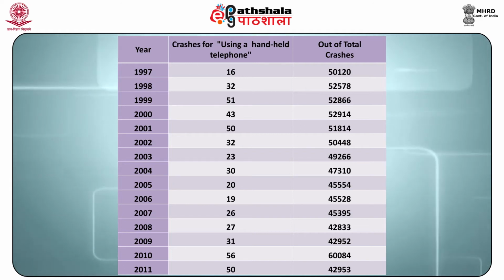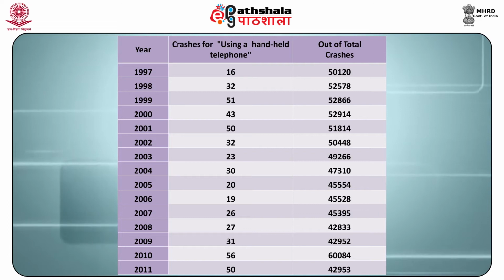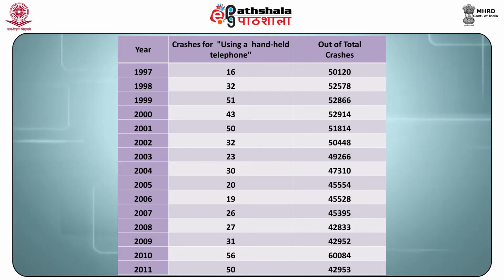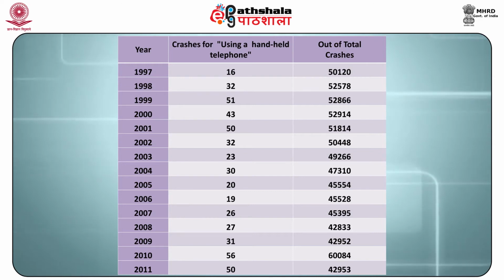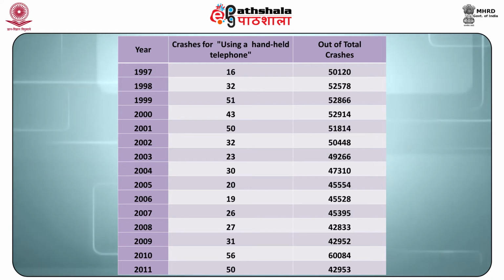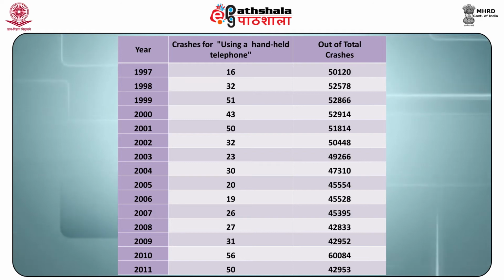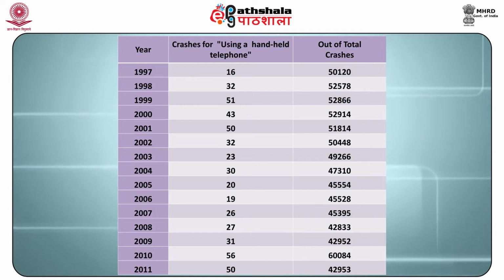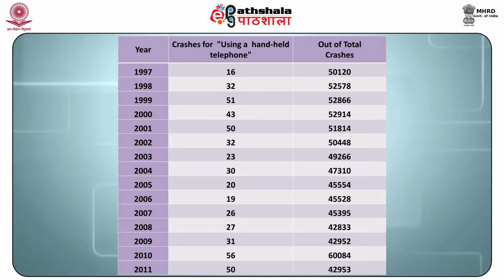In year 2001, 50 crashes were there out of the total 51,814. In year 2002, 32 crashes were there out of the total 50,448. In year 2003, 23 crashes were there out of the total 49,266 crashes. Now, in year 2004, 30 crashes were there out of the total 43.